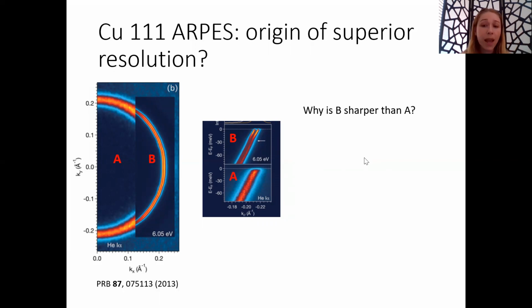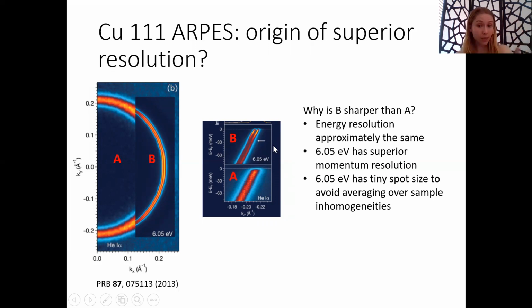So B is sharper than A for several reasons. First of all, the energy resolution of the laser in this specific experiment happens to be better. The momentum resolution of the low photon energy is always better. And something that's not obvious just by looking at the numbers here is that the laser was actually taken with a tiny spot size, and this can be used to avoid averaging over sample inhomogeneities. That is another advantage of laser and synchrotron light sources as opposed to gas discharge lamps: they can be focused to a small spot.